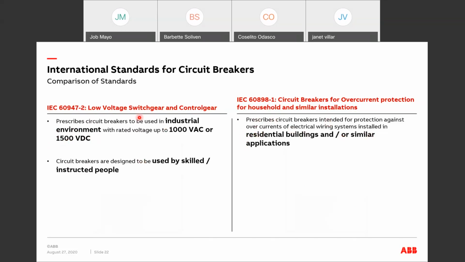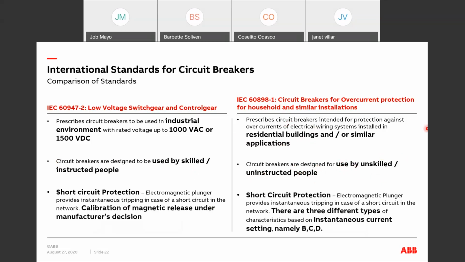And basically, by standard, 947-2 circuit breakers are usually designed to be used by skilled or instructed people. So these are our RMEs, electrical engineers, and other licensed practitioners. And circuit breakers designed under the 898-1 standard are used by unskilled or uninstructed people. As mentioned earlier, these are meant to be used within residential facilities, which are operated by unskilled or uninstructed people.